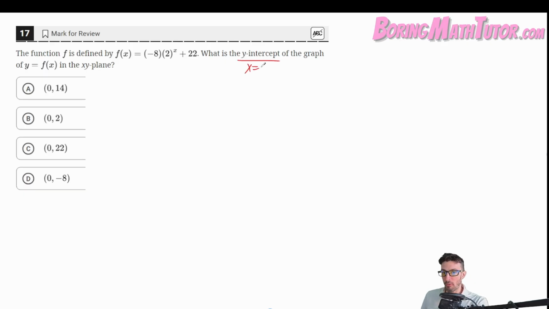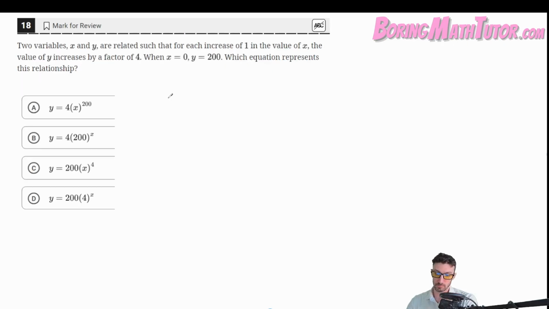Here they are asking for a y-intercept. The key for y-intercept problems is just to replace x with 0. Now, if I put a 0 right there, then 2 to the 0 is just 1, so that just goes away. And now all I have to do is -8 plus 22, which is 14. And we're out of here.